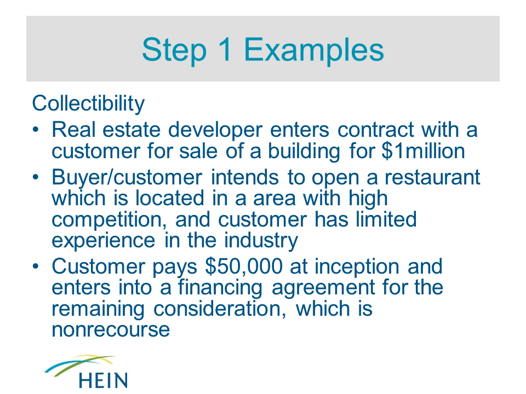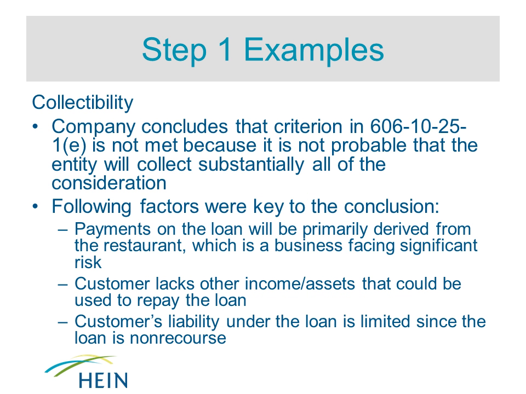The company ultimately concludes that the criterion in 606-10-25-1(e) is not met because it is not probable that the entity will collect substantially all of the consideration. The following factors were key to the conclusion. The company looked at the fact that the payments on the loan will primarily be derived from the restaurant, which is a business facing significant risk. The customer lacks other income or assets that could be used to repay the loan. And the liability under the loan is limited because the loan is non-recourse.